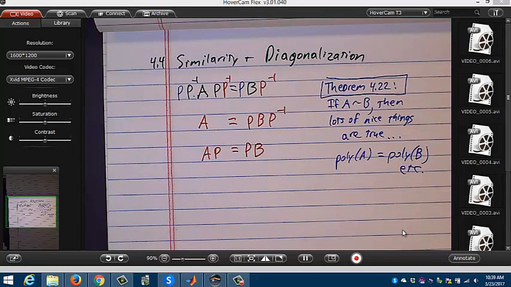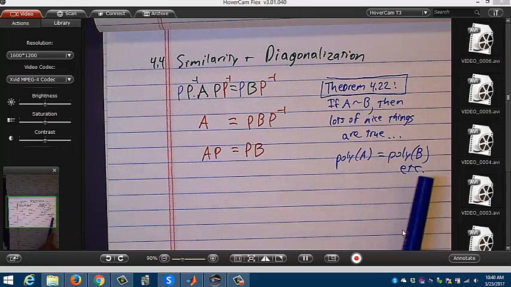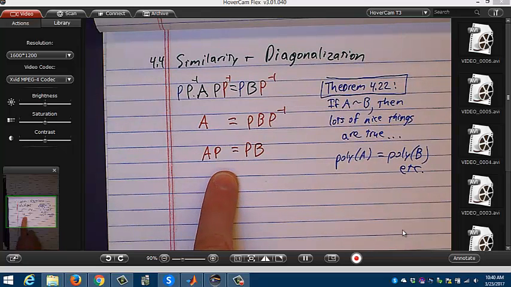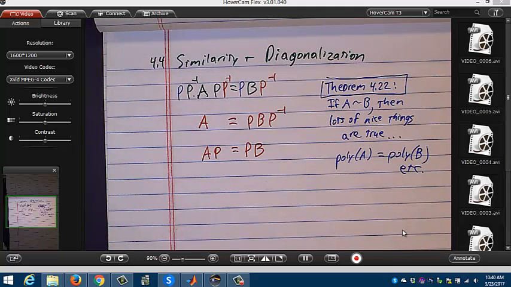Now, here's a question. If you had two matrices with the same characteristic polynomial, does that mean that they're similar? And the answer is no. This is a one-way implication, okay? It's hard to show that two matrices are similar, but if you know they're similar, you get a lot of nice things from it. How do you show that matrices are similar? Maybe this is one way. If you can come up with a matrix P such that this is true, then you know that they're similar. Okay?